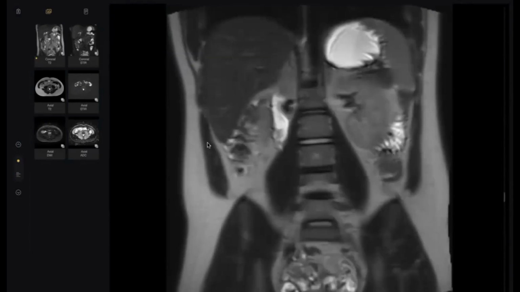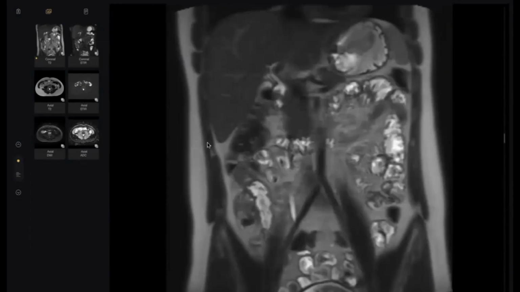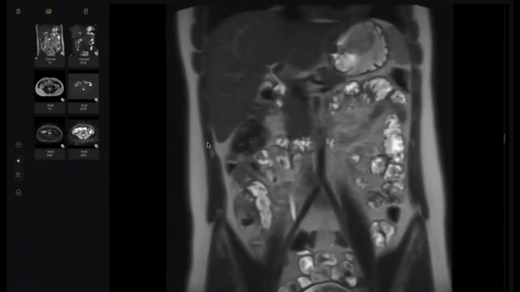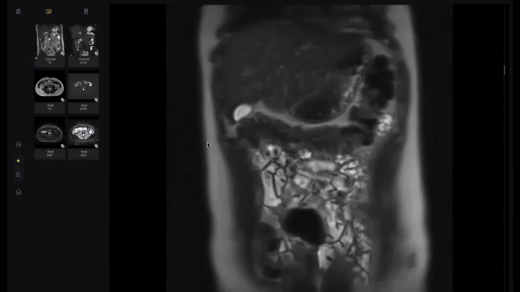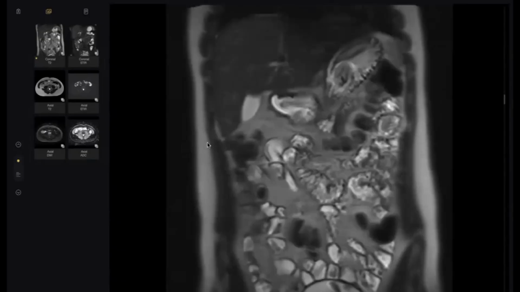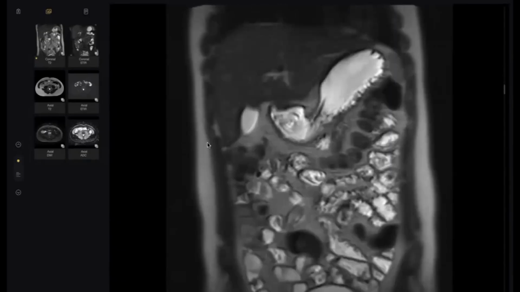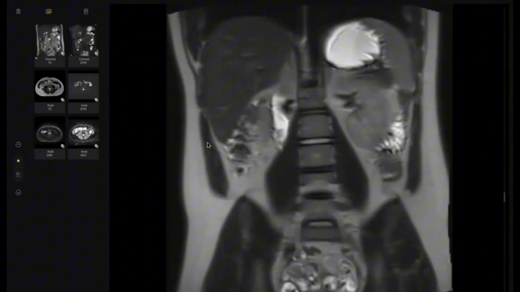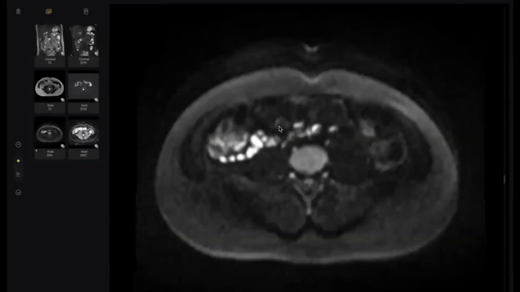Go on. Okay, so this is MR abdomen, T2 weighted images, and I can see that the stomach and bowel appear grossly unremarkable. The liver appears unremarkable. The gallbladder is normally distended. What happened? I will help you. Look here. What happened?